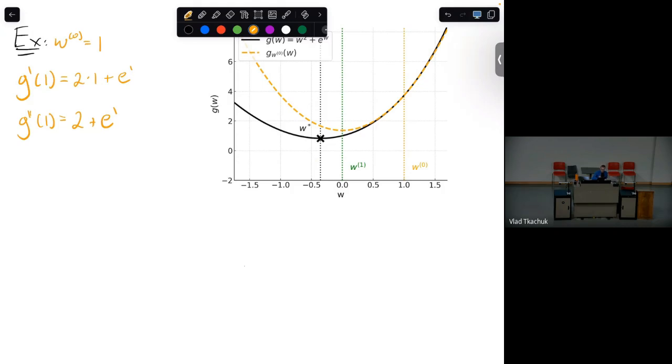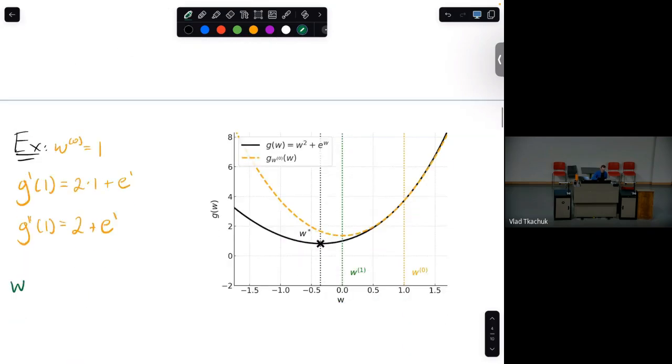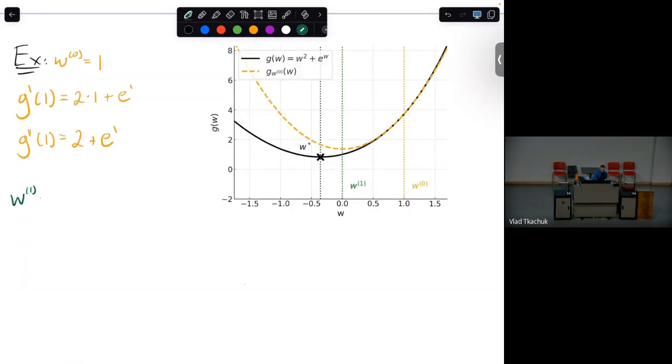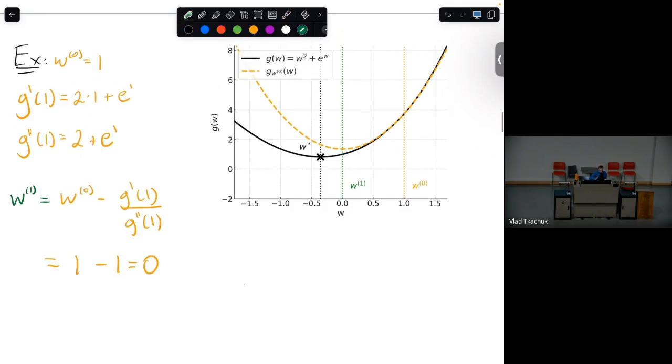So now I can finally calculate what w is. I'm going to call it w1, the solution to this thing. And this thing is just w naught minus this thing over this thing, which is equal to 1 minus this thing over this thing. That's just 1 as well, which equals 0. So what we get is that this value over here is actually 0, as we see, and it's this minimum here.